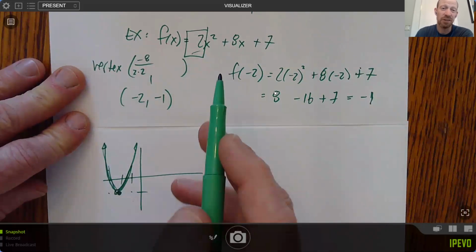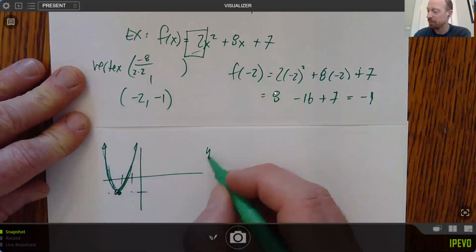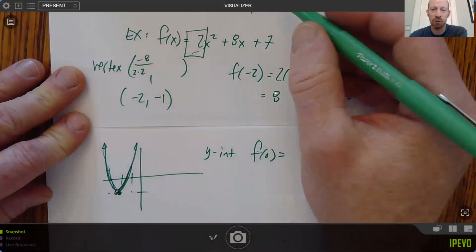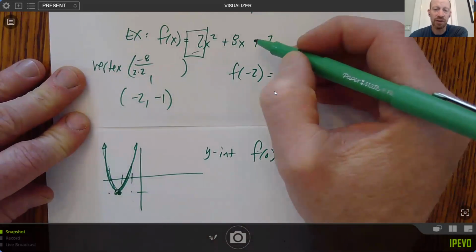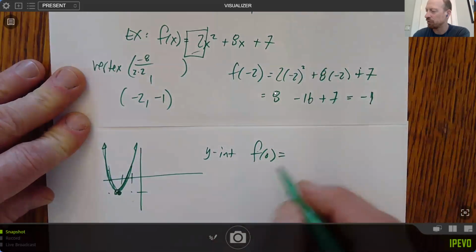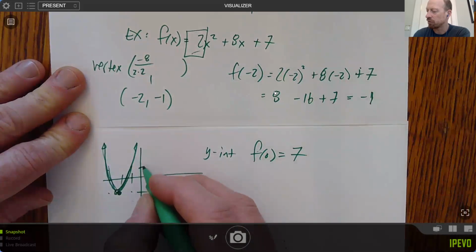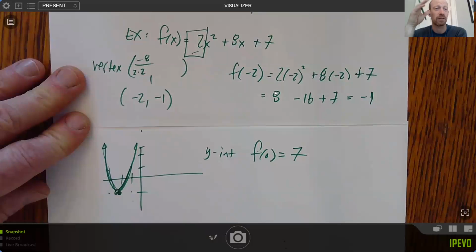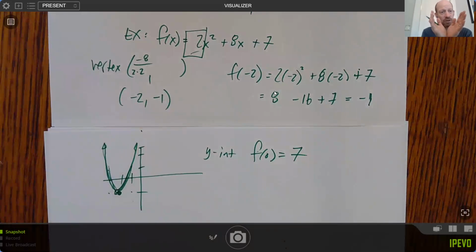It does turn out another really easy point here is the y-intercept. When you have a standard form like this, the y-intercept is f of 0, and so that is very easy to calculate, right? f of 0 is 7, so it's kind of off my scale, but that is another way of finding another point. So when you're graphing these parabolas, you need to figure out where the vertex is, but then you also need to figure out how wide or narrow it is, and that's why you need that other point or other value.